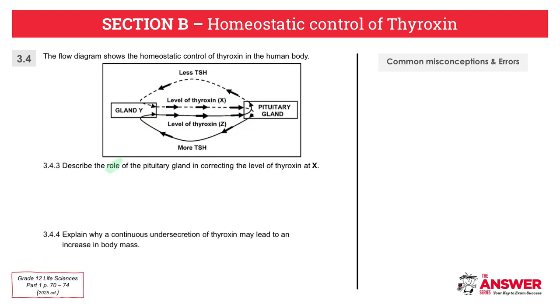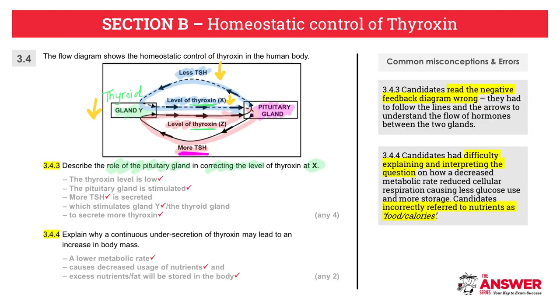Then you have to describe the role of the pituitary gland in correcting the level of thyroxine at X. Now, we've already determined that the level of thyroxine at X is going to be lower, so it's going to decrease. And it's asking you how the pituitary gland corrects this. So in other words, when the level of thyroxine is low, like it is at X, the pituitary gland is stimulated. This leads to the release of more TSH, which targets the thyroid gland, gland Y, and increases the secretion of thyroxine.